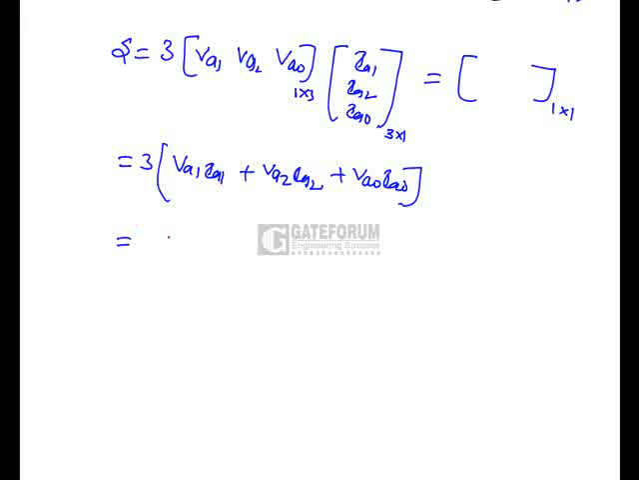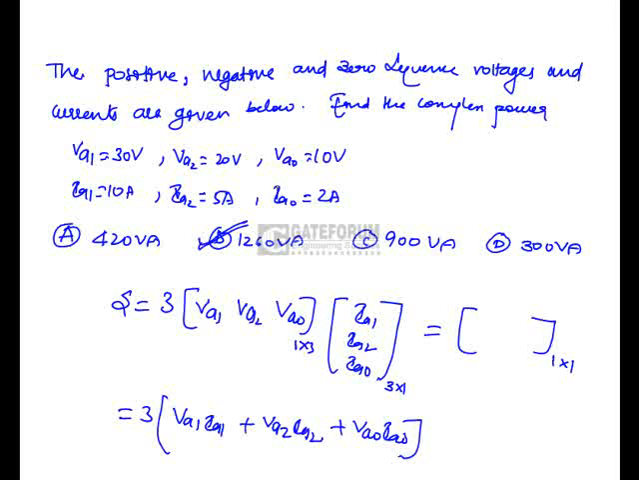Okay, when you substitute these values, you will get around 1260 volt amperes. This is the complex power for these positive, negative and zero sequence components of voltages and currents. So option B is the correct answer.